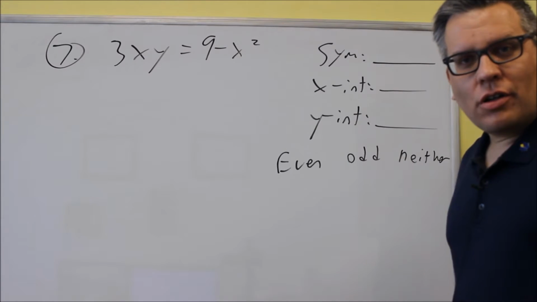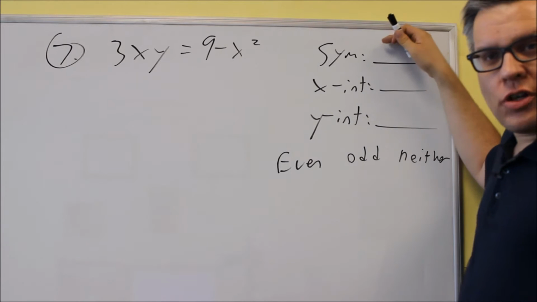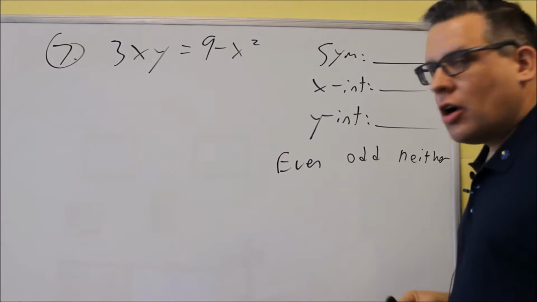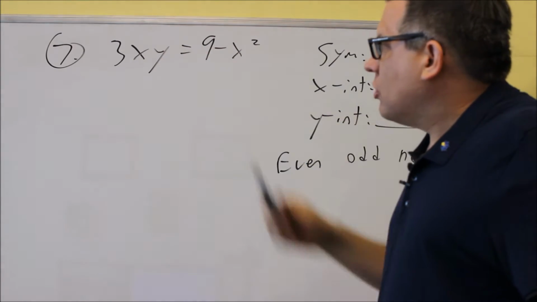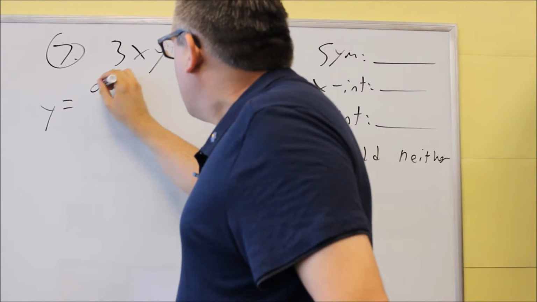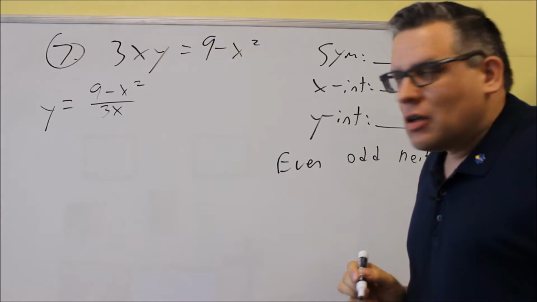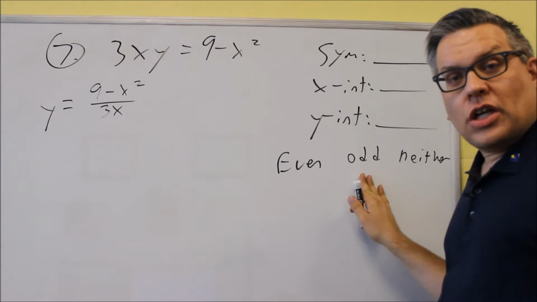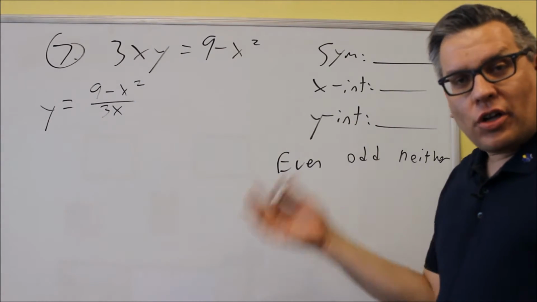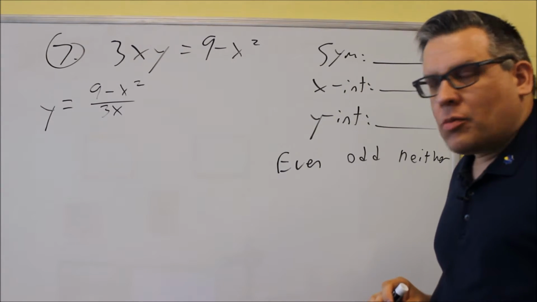Okay, for number 7, you're going to have to do all these different parts. So we got symmetry it's asking for, intercepts, and you want to circle whether it's even, odd, or neither. The first thing I'm going to do with the way it's written here is turn it into this form instead. I'm going to divide both sides by 3x because it's going to make that easier when we get down to here and do even, odd, or neither, because we have to basically turn that into an f of x and plug a negative x in. So to make that easier for later, I'm going to work with that form there.